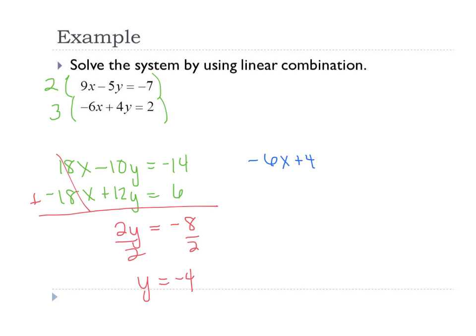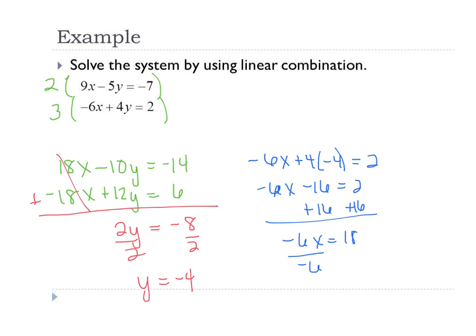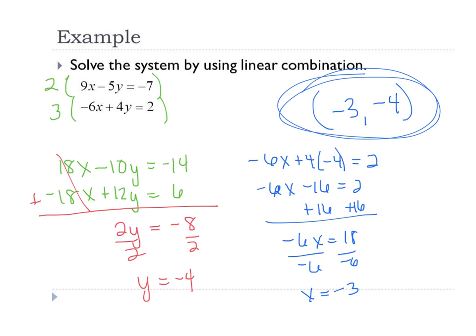Plus 4 times -4 equals 2. -6x minus 16 equals 2. Add 16 to both sides. Oop. And that's a 6. Negative 6x equals 18. Divide by negative 6, x equals negative 3. And remember, you always put your ordered pair where they cross.